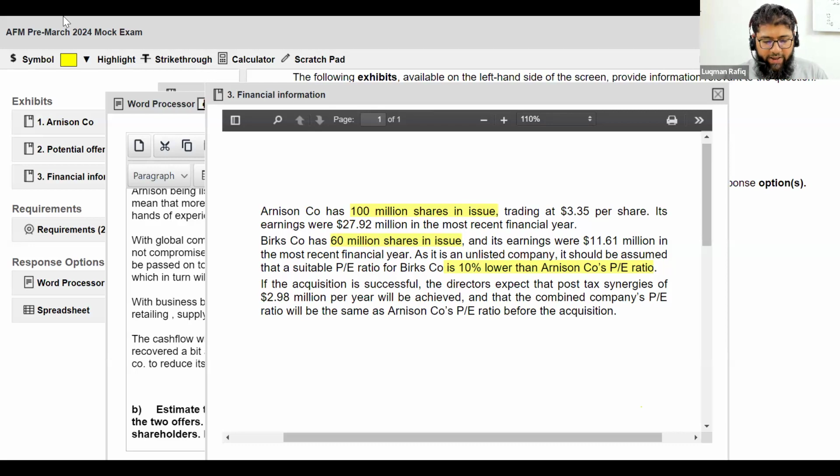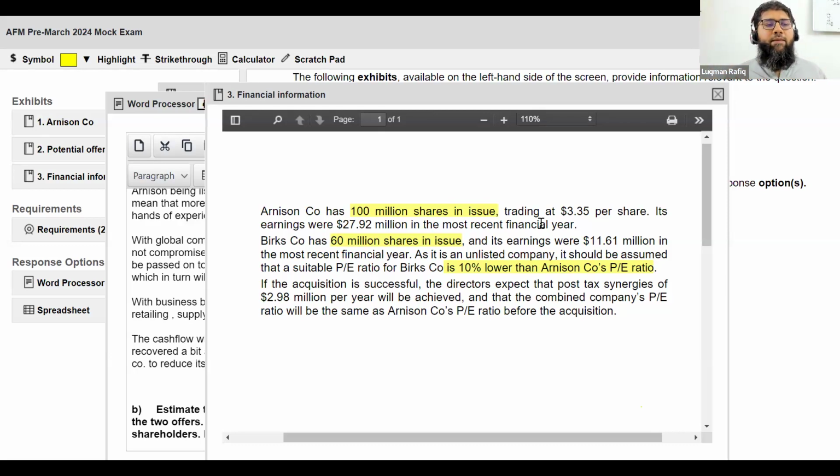Okay. Now what I can see is that I'm getting to see different answers. Now think about it. You are Arnison company, and you are acquiring this company Burke. So the Burke company will finish now. Burke company will become your company. Your company plus Burke company will be combined and the whole value would come to your shareholders.